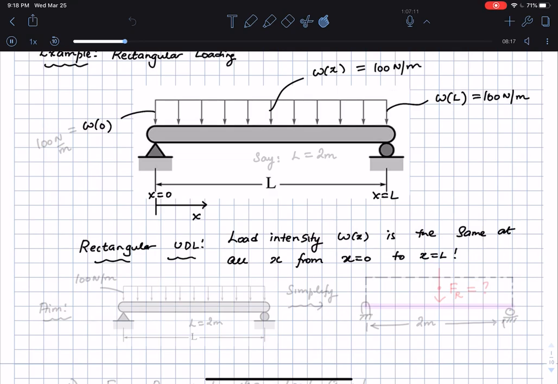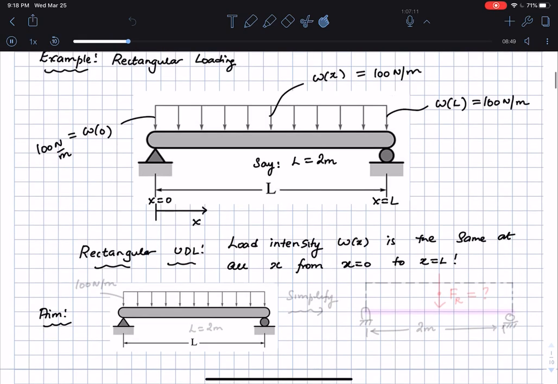This is an example once again. This is 100 newtons per meter. Let's say that the length L is 2 meters, for example. L is equal to 2 meters in this problem, and my aim is to get rid of this distributed loading and replace it by a single equivalent force. Okay, so let me specify our aim: I want to take this distributed loading and put it here.